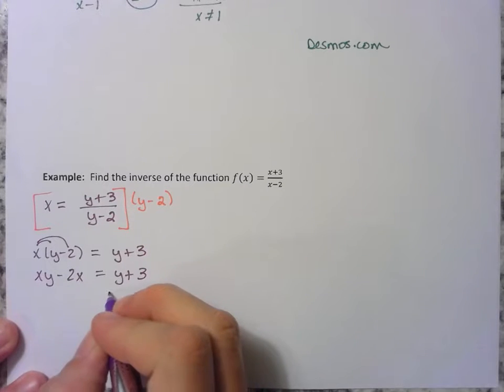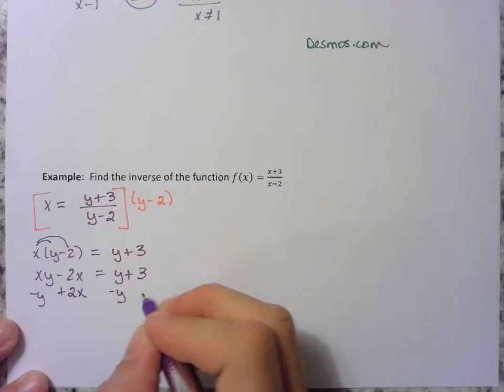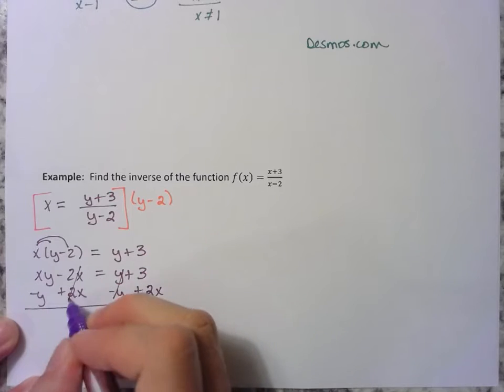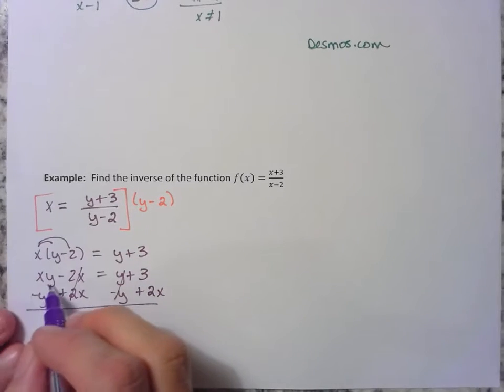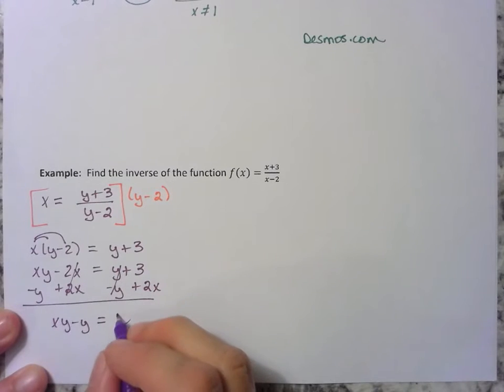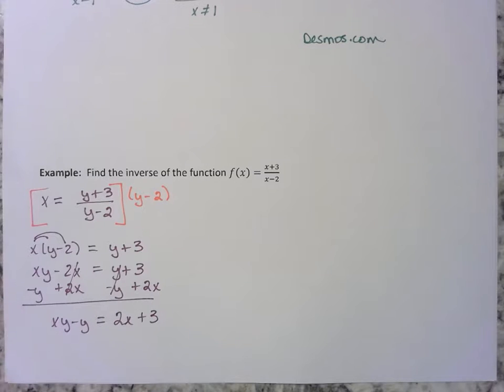So what I'm going to do is subtract this y and get this 2x away from there because it doesn't have a y. So these are both 0. I get xy minus y is equal to 2x plus 3, or 3 plus 2x. Really doesn't matter which way you write it.